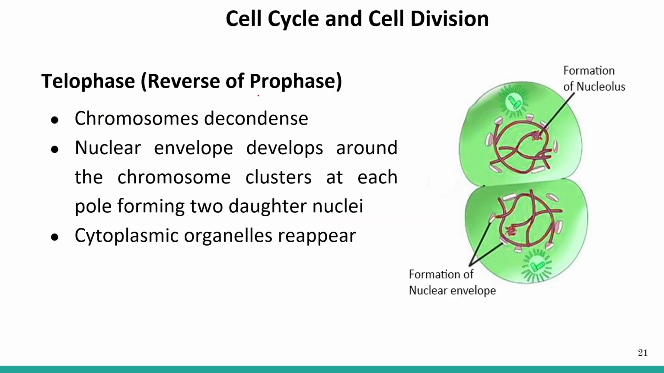The next stage is the telophase. Telophase is also known as the reverse of prophase. Why? Because all the things happening during telophase are exactly opposite of prophase. During prophase, chromosome condensation was taking place, but in telophase, chromosome decondensation is taking place. The nuclear envelope and the cytoplasmic organelles reappear, whereas in prophase they were disappearing. That's why it is known as the reverse of prophase.